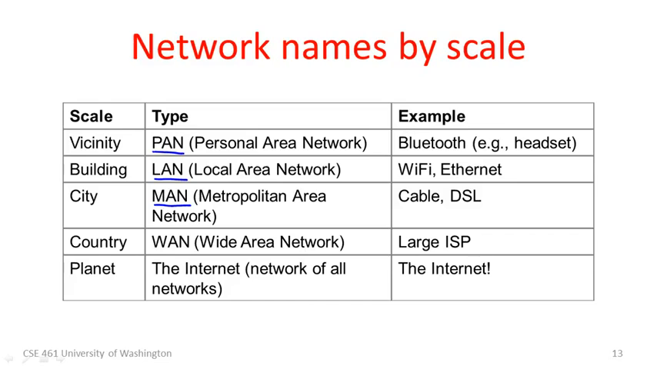If we move up to the country level, you get a wide area network, or a WAN, of which a large ISP is a good example. And then moving beyond there to the planet, if you connect all of the internets together, all of the networks together, you get the internet as we know it.